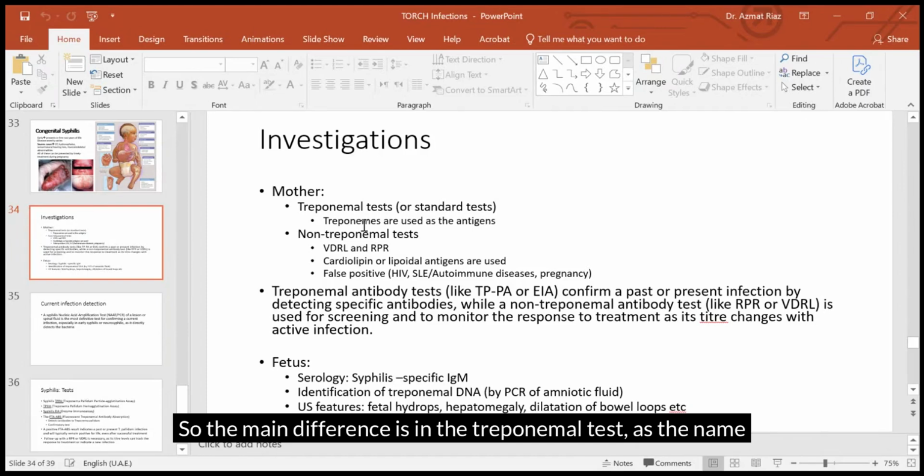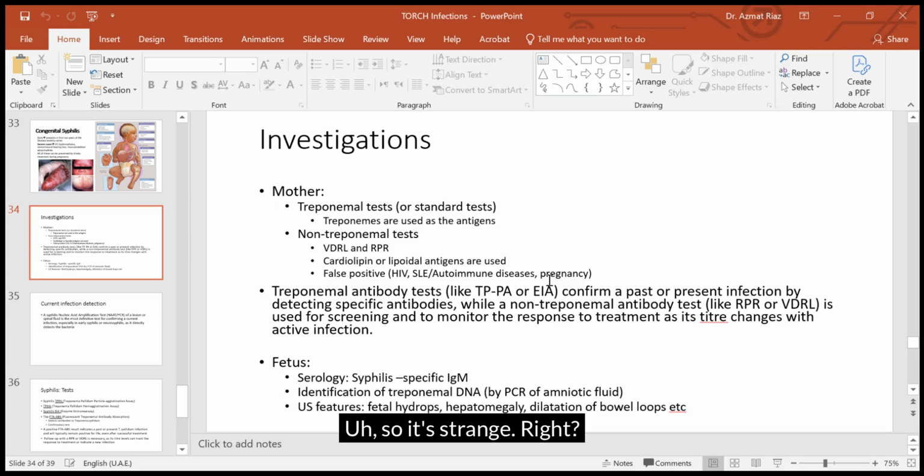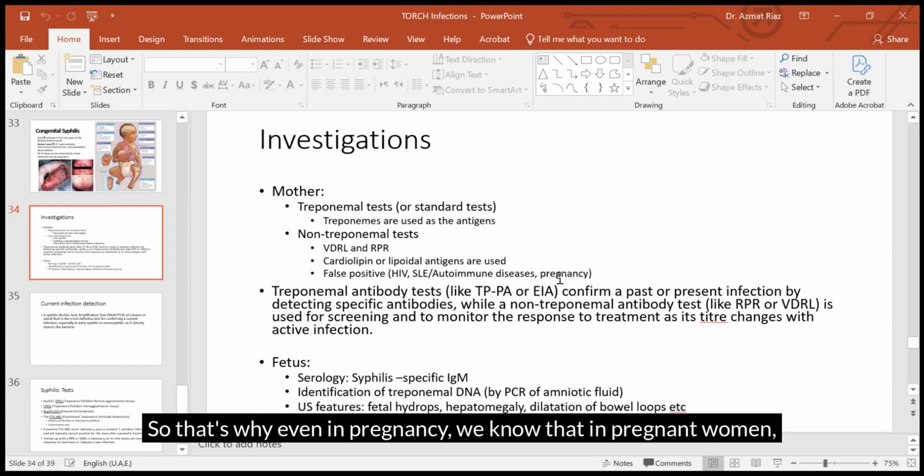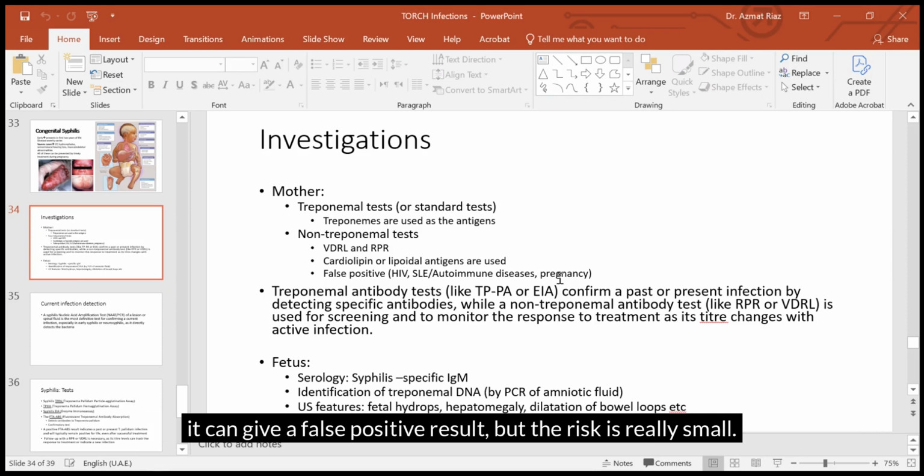The main difference is that in the treponemal test, as the name suggests, treponemes are used as the antigen, whereas in the non-treponemal test, cardiolipin or lipoidal antigens are used. Why are non-treponemal tests less reliable? Because they can give false positive results, for example in conditions like HIV, systemic lupus erythematosus, or other autoimmune diseases, and strangely enough, even in pregnancy. But the risk is very small, so we still use it as part of the booking blood tests.